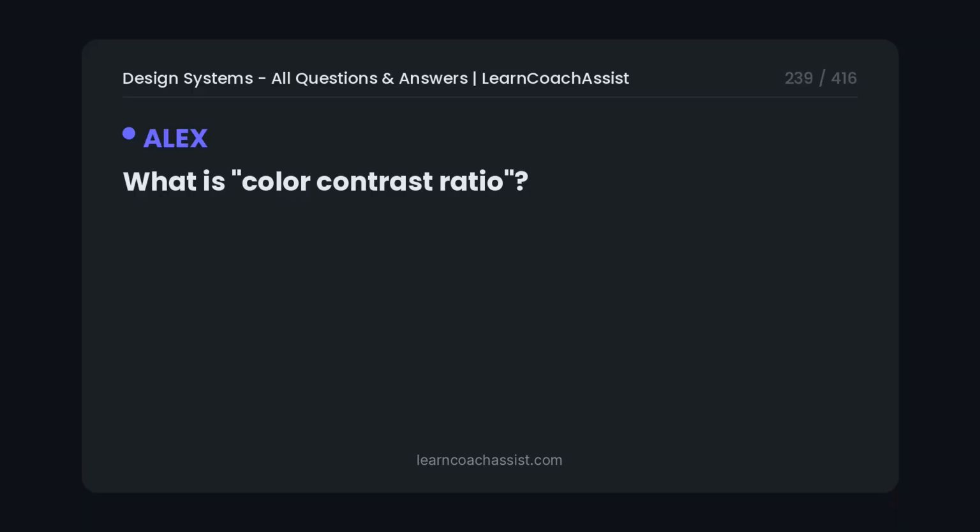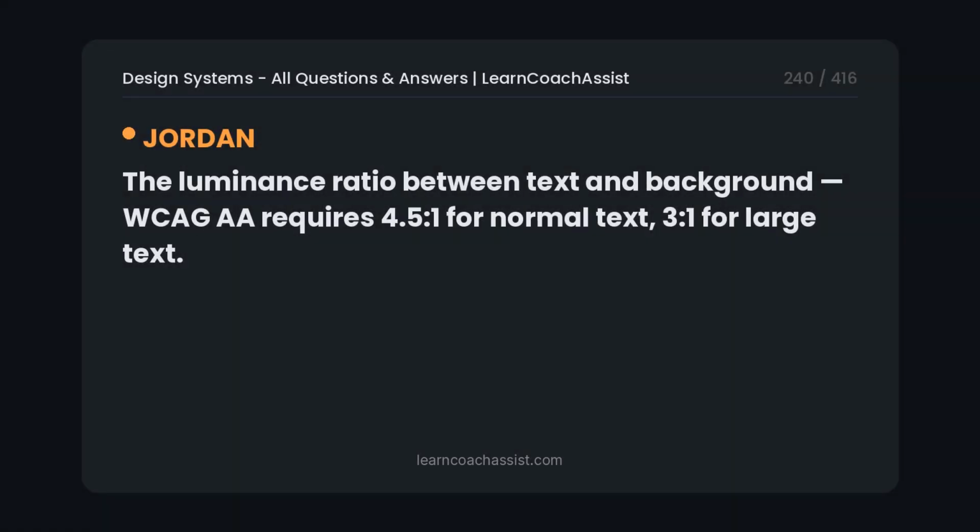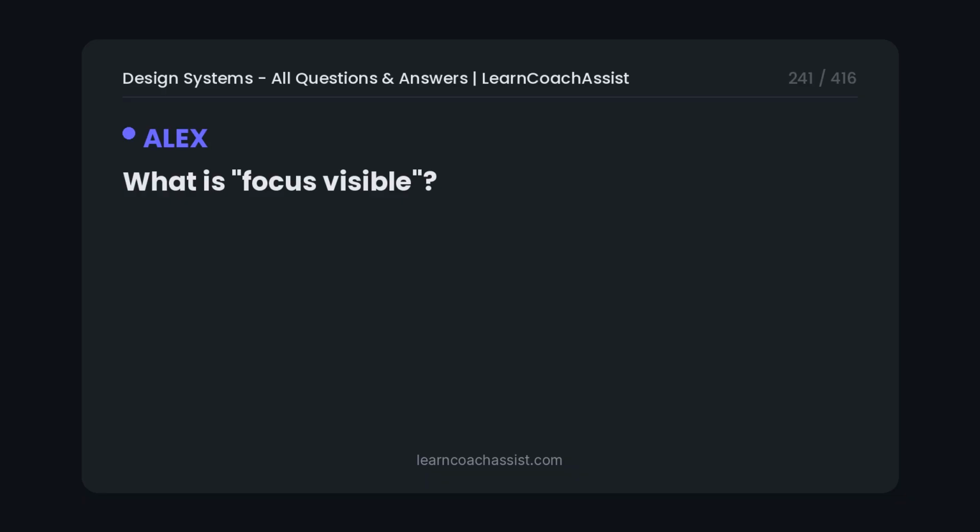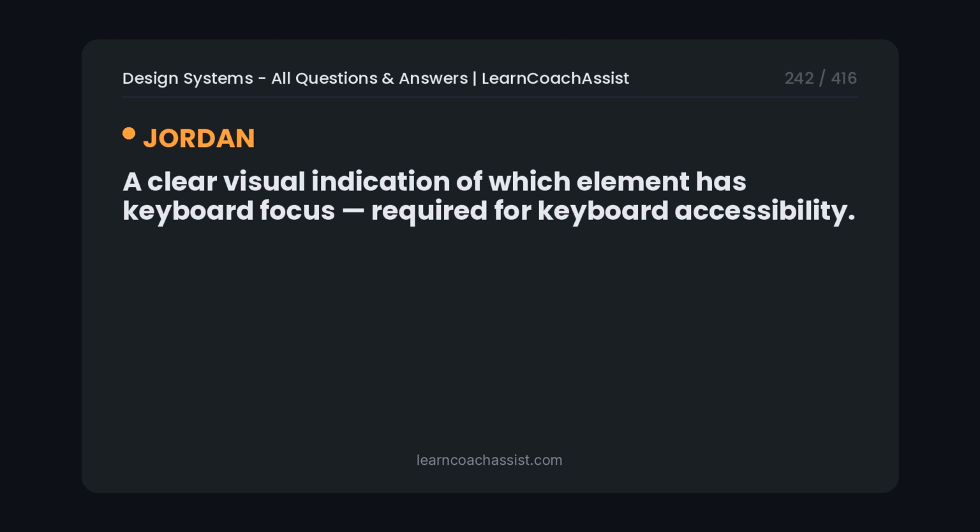What is color contrast ratio? The luminance ratio between text and background. WCAG AA requires 4.5 to 1 for normal text, 3 to 1 for large text. What is focus visible? A clear visual indication of which element has keyboard focus, required for keyboard accessibility.